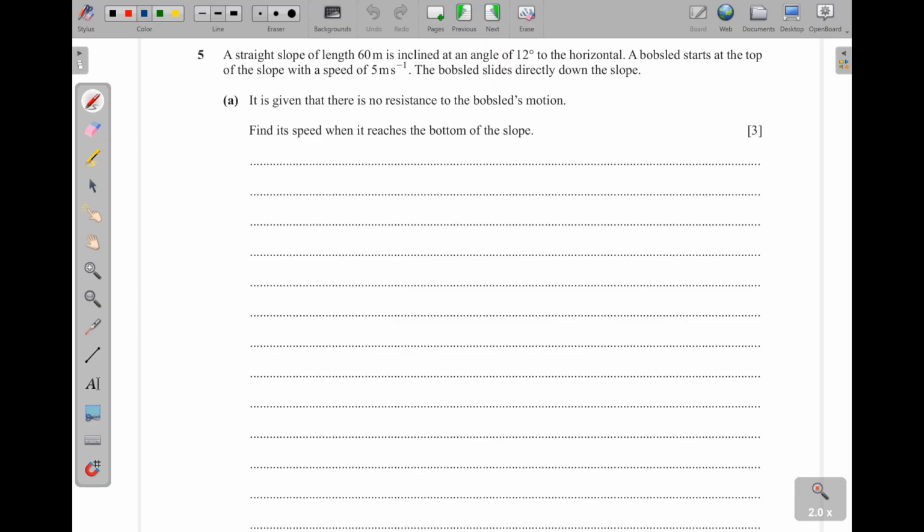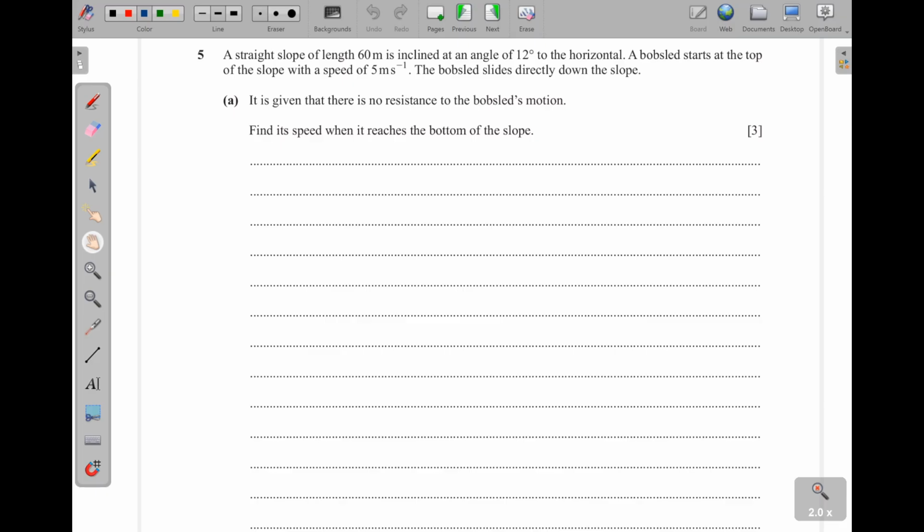Question 5, a straight slope of length 60 meters is inclined at an angle of 12 degrees to the horizontal. A bobsled starts at the top of the slope with a speed of 5 meters per second. The bobsled slides directly down the slope.